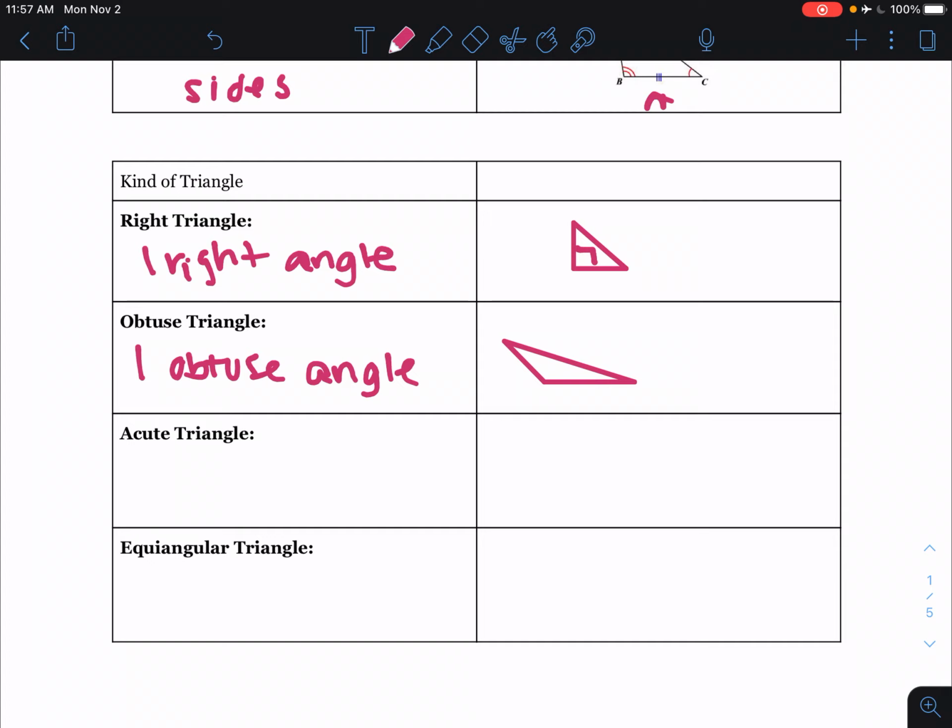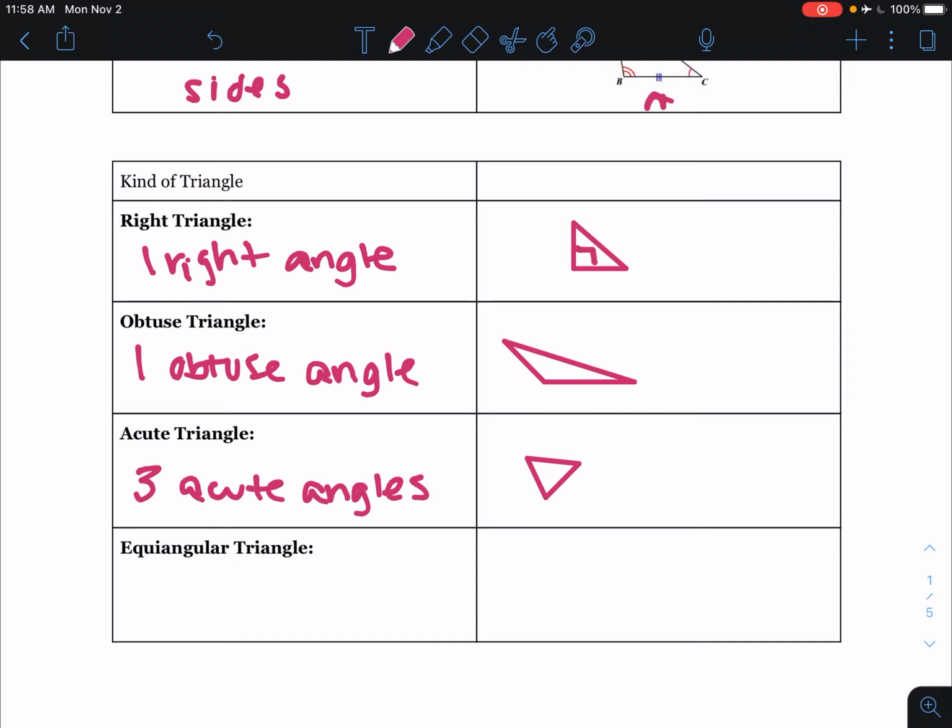An acute triangle has three acute angles. So it's going to be made up of a triangle of sides with three acute angles. Just like that. Remember, acute means less than 90.